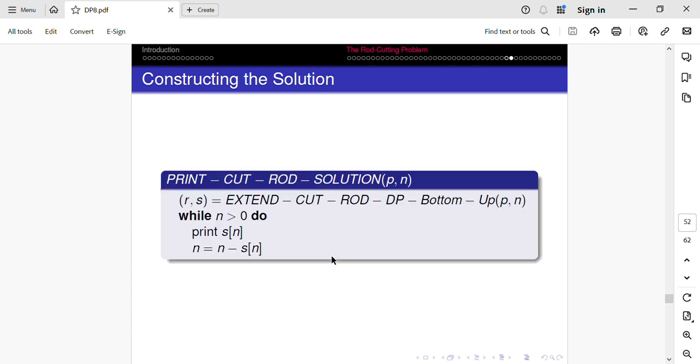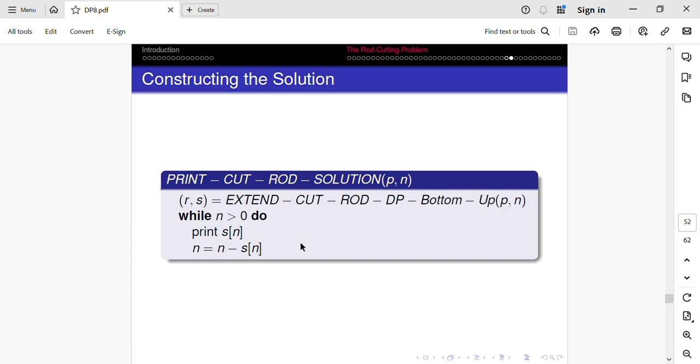And for printing this solution, we first call the extended cut rod DP bottom-up, and then we start from position n while n is greater than 0. That means until we have any more pieces to cut. At position n, we print Sn. That means Sn is actually, for rod length n, the position where we should cut in the optimal solution. That also means the size of the first cut of the rod. So we print that, and then because we already cut that part, we reduce the value of n to n minus Sn, because that part is already cut, and then we continue with the while loop.